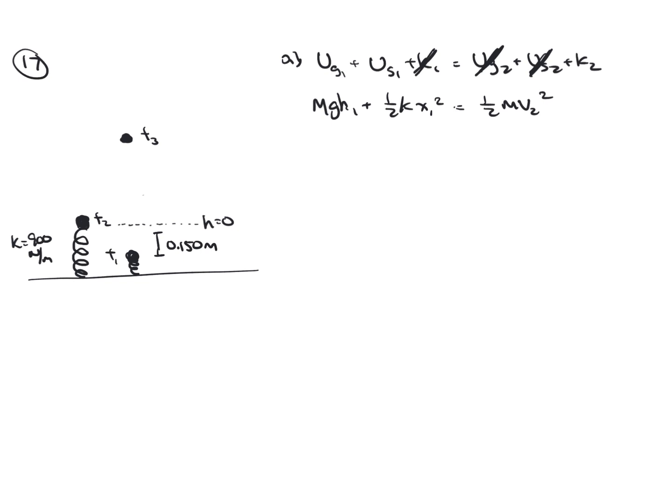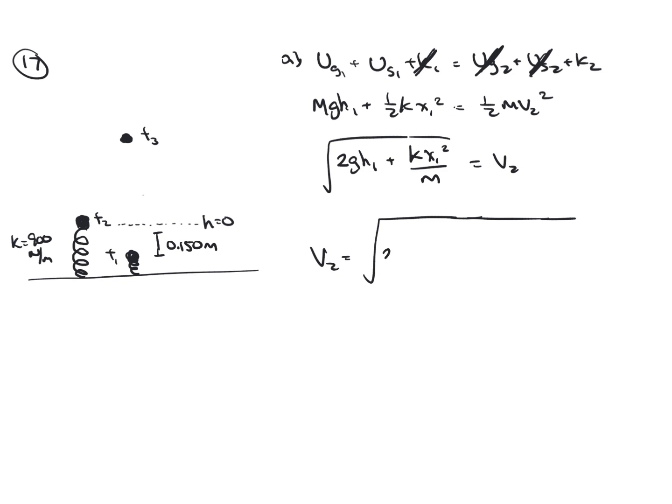Okay, and we're finding v, so we'll multiply by 2, divide by m, and square root. So multiplying by 2 and dividing by m makes it 2gh1 plus kx1 squared over m, and then square rooting. Okay, so there's the algebra. Okay, h1, it's negative. It starts below my reference line, so negative 0.150. k is 900. x1 is 0.150 squared, because it was compressed by 0.150. And then the mass, 0.300.